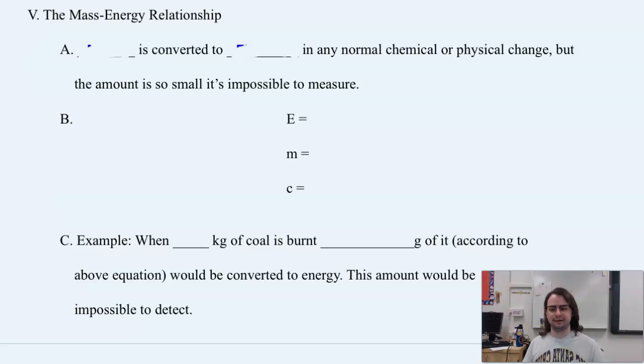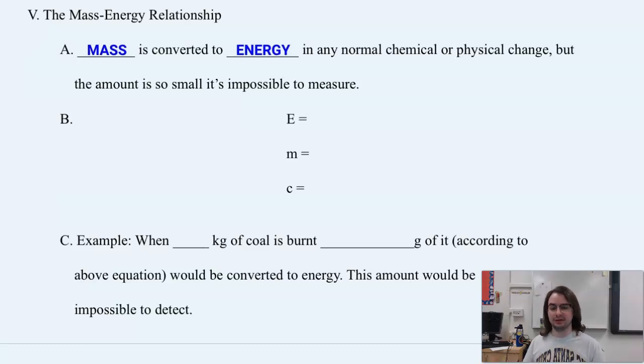Hey, welcome back. Today let's discuss nuclear stability. Now, to understand nuclear stability, we have to understand the relationship between mass and energy. Understand that in most chemical reactions, mass is converted into energy in most cases, but this is usually so small that we can't measure the change from mass to energy.